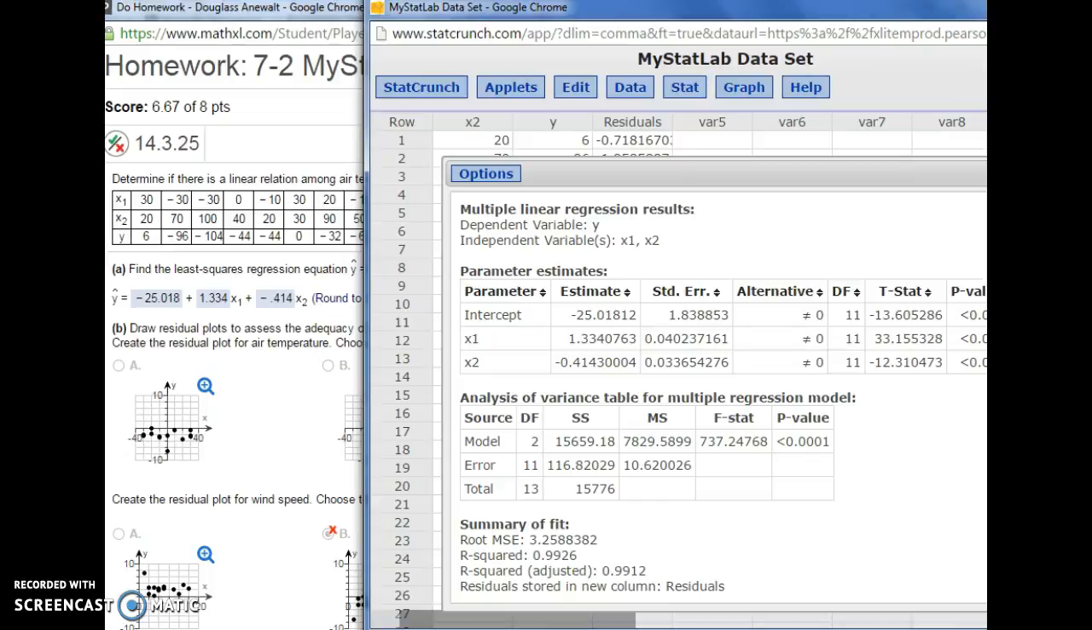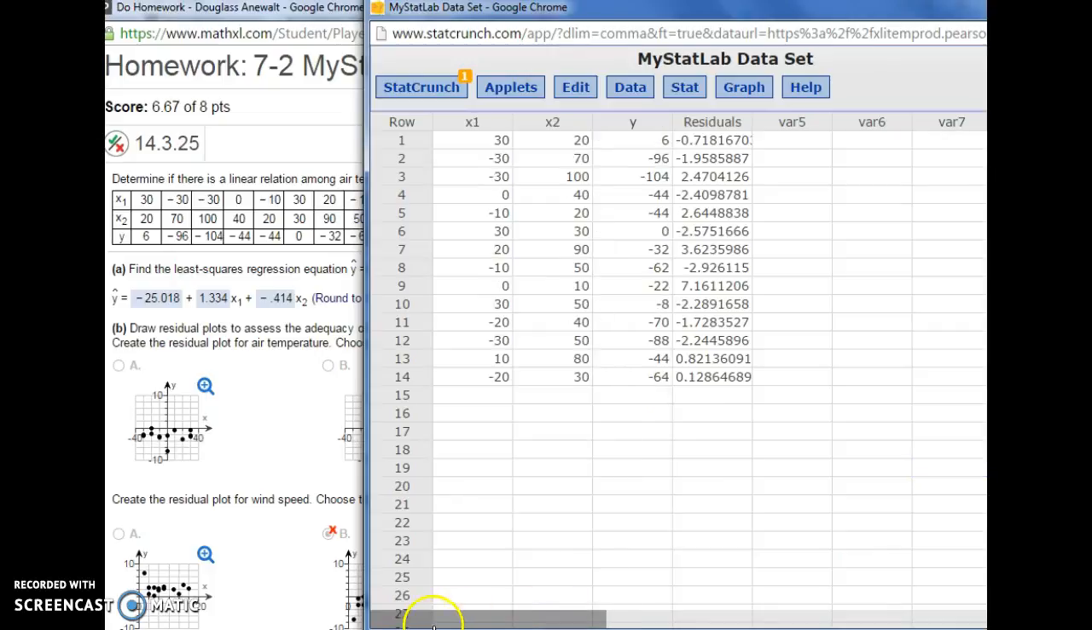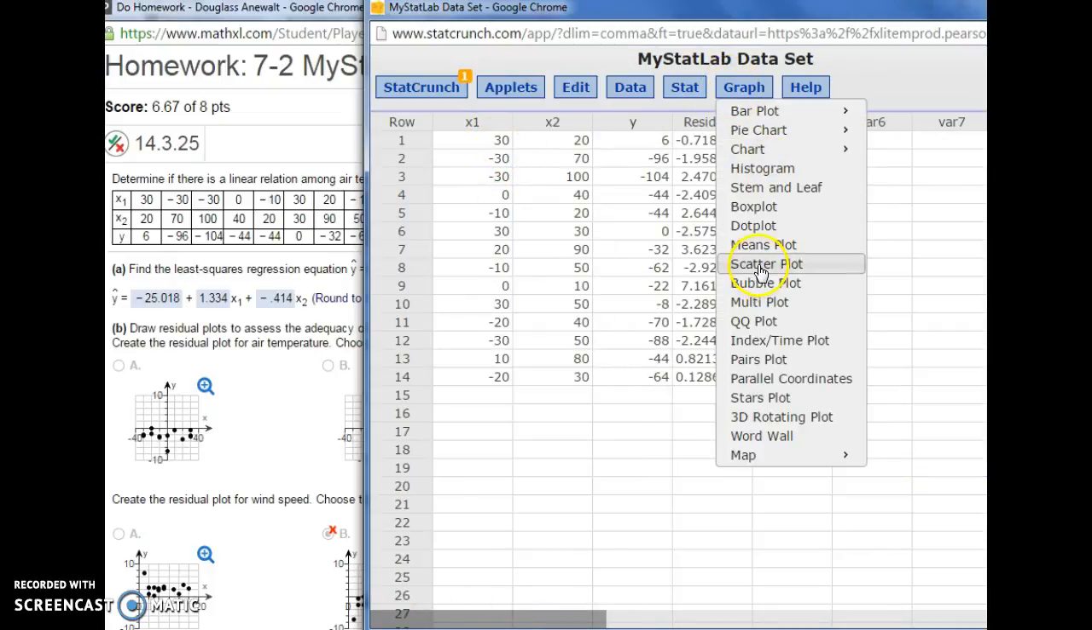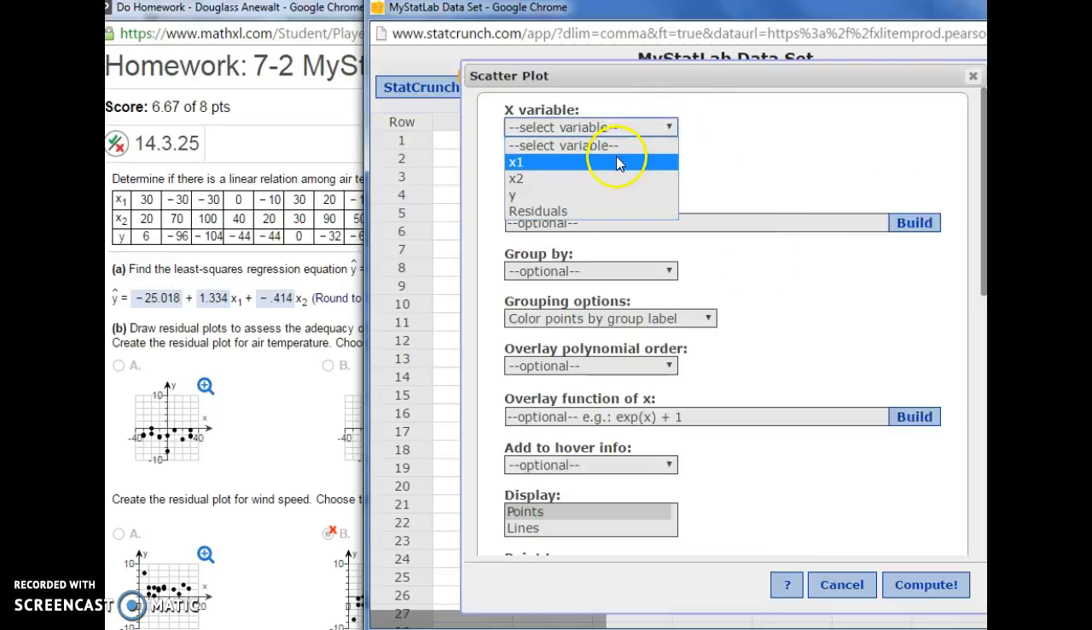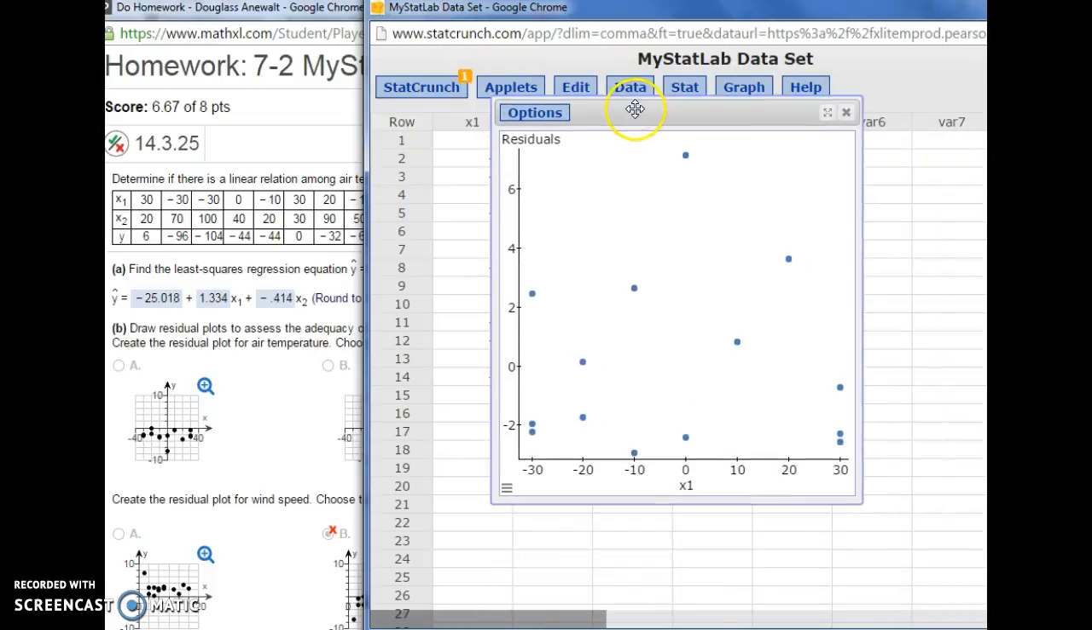So to see that quickly in StatCrunch, we've saved our residuals. X1 was air temperature, so if we just look at the scatter plot of our air temperature versus our residual, and pay attention to the scale, 0 is right here. So we have points above the line, below the line. They look pretty uniformly spread out. There's no real pattern. So far so good. That's what we wanted to see.